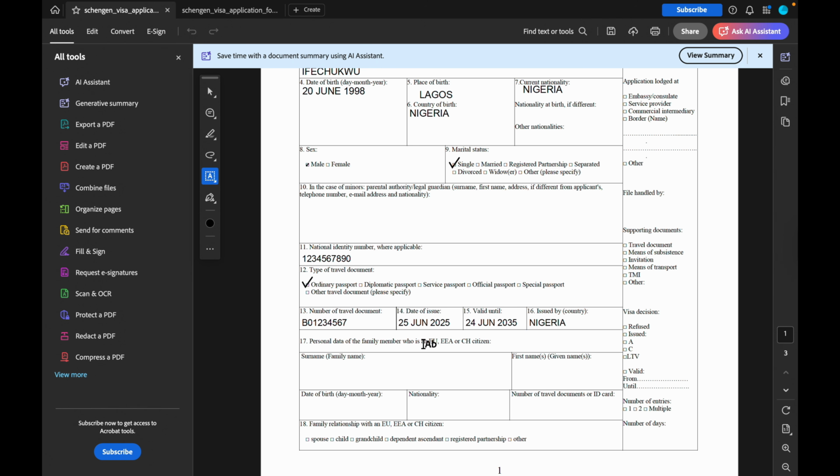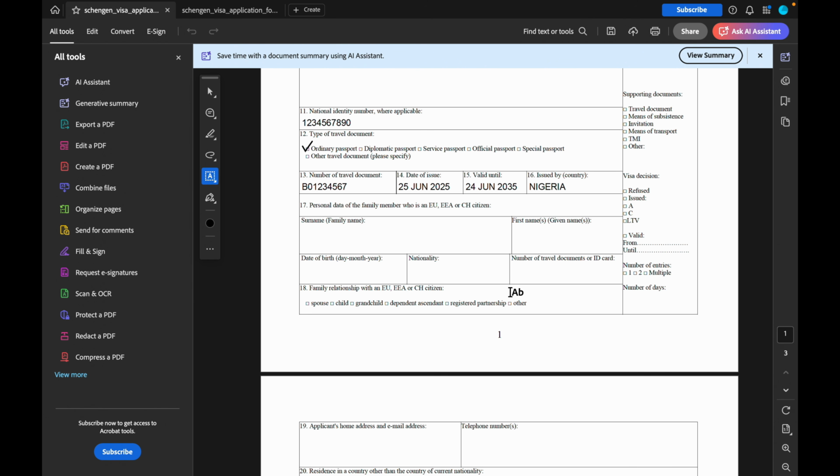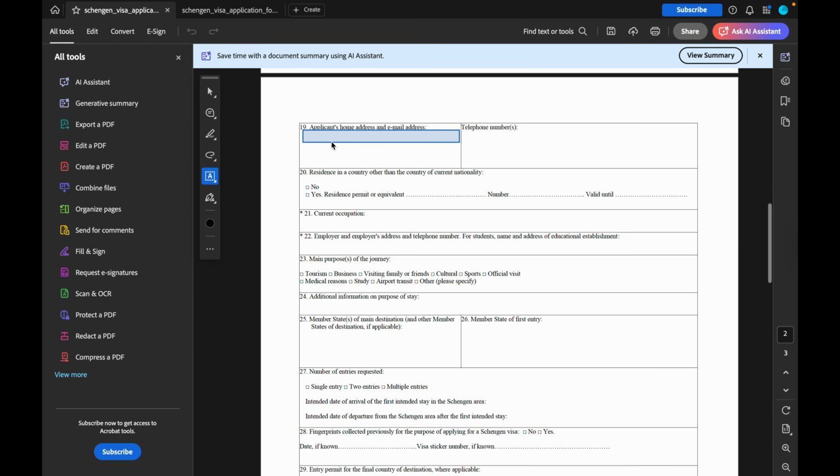So personal data of family member who is in EU, that's if you are applying to visit your family. You're just applying for tourism, so you're not going to have to indicate anything here. So surname and first name of the EU citizen, nothing there. Date of birth, nobody's inviting me, I'm going just for tourism. So family relationship with EU citizen is the person your spouse, your child, grandchild, dependent, or whatever, you indicate the relationship. So this box does not concern you if you're going for tourism. However, if you're going to visit family, in these entire boxes here you would have to indicate the details of that family member.